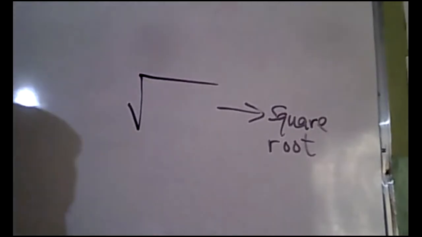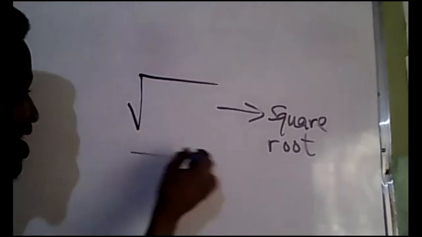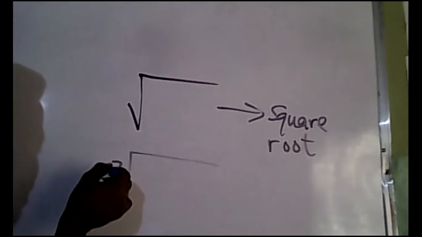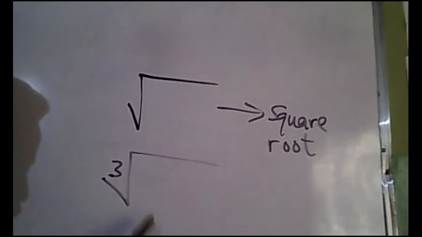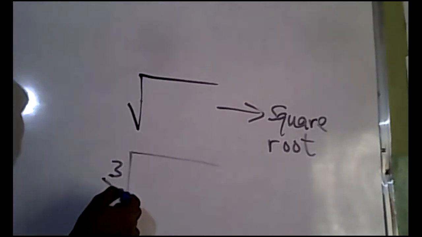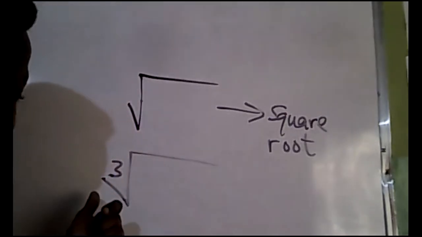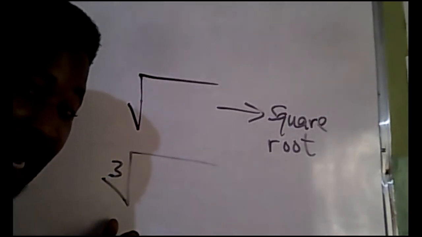Now, if I may ask you this question, then what is this? The one written like this with 3 written at the edge here. What do you call this? If this is square root, what is this? There is a prize for whoever gets it right.